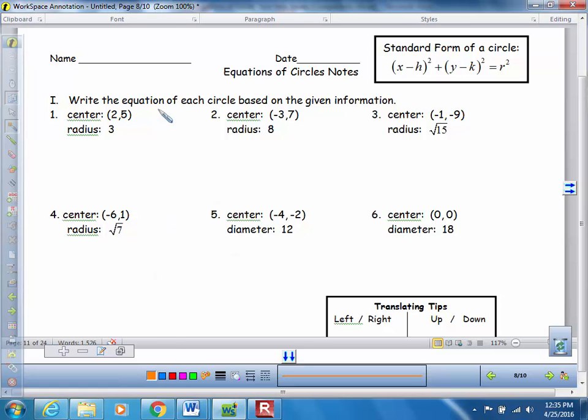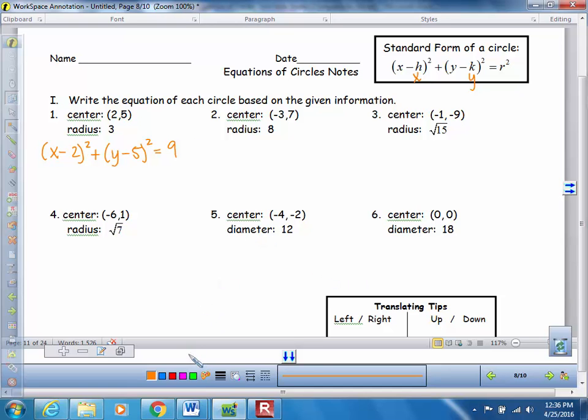So looking at number 1, they tell us that our center is at 2, 5, our radius is at 3, and they want us to write the equation. So we're putting it in this form. My h is my x, my k is my y. So if I put it in that form, it's going to be x minus 2 squared plus y minus 5 squared. And then all I have to do is square my radius, and my radius squared is 9.